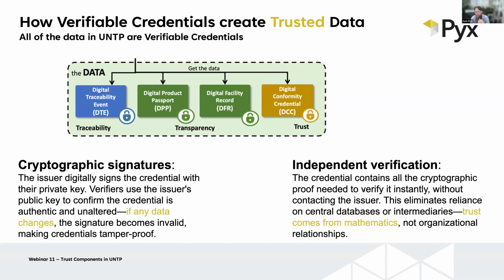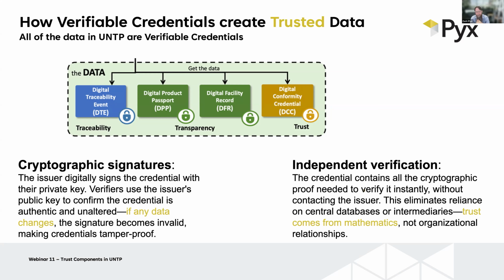And the credential contains all the cryptographic proof needed to verify it instantly without contacting the issuer. So you don't have to go back to a centralized system to verify information. You can verify information just using the math of the public key. And so trust comes from mathematics, not from organizational relationships or even connecting to systems.